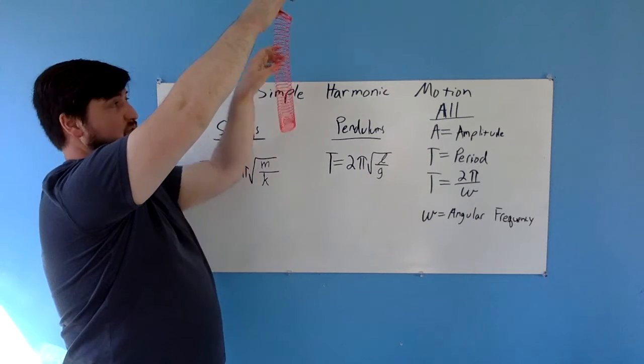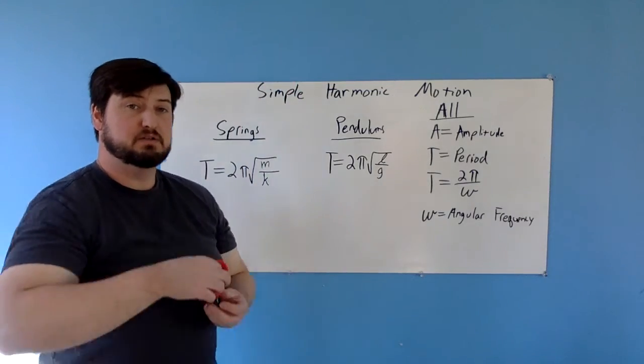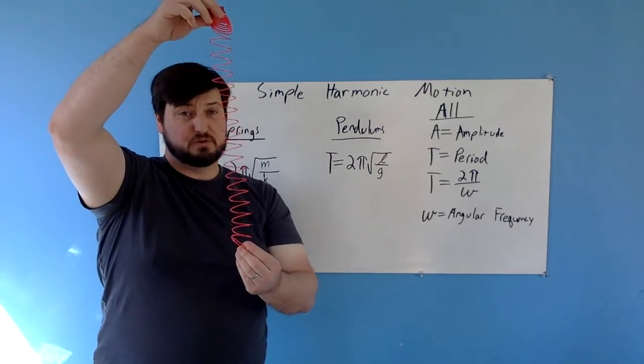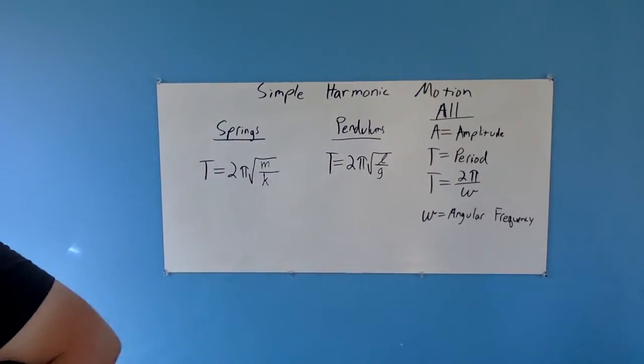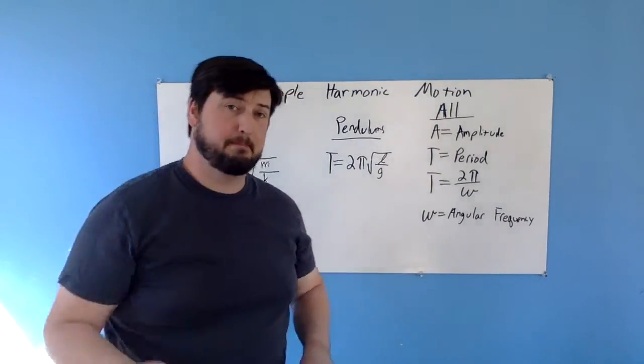See that? So that amplitude is the difference away from that starting point. So with a spring, your amplitude is basically how far you stretch it. With a pendulum, your amplitude is basically how far you pull it over. Okay?